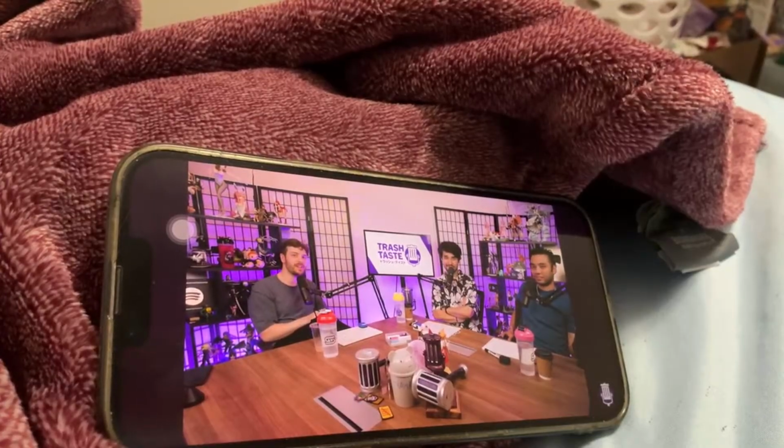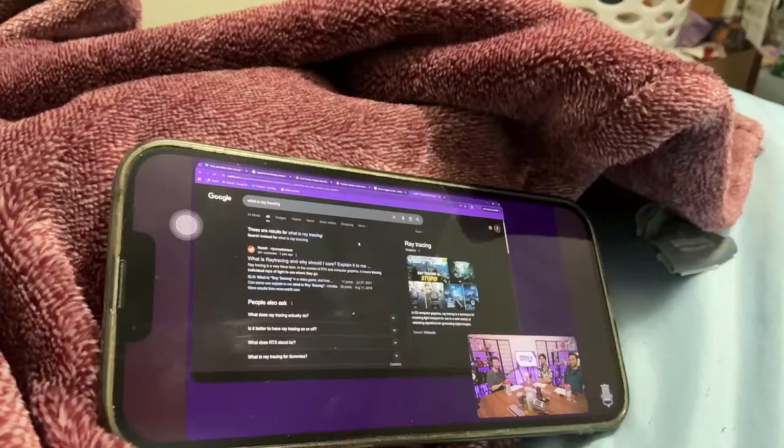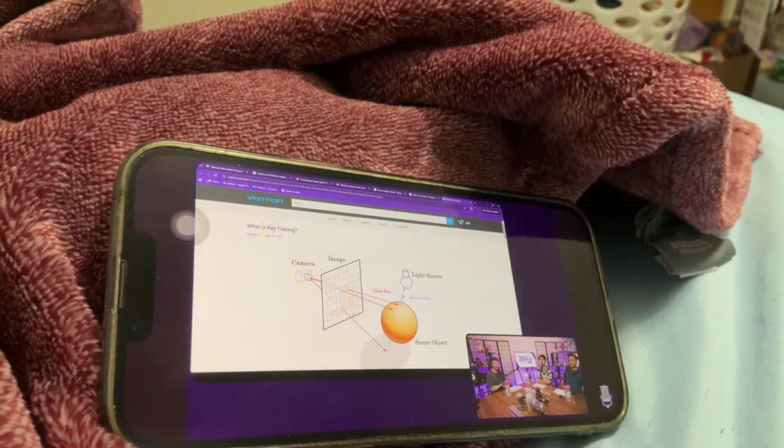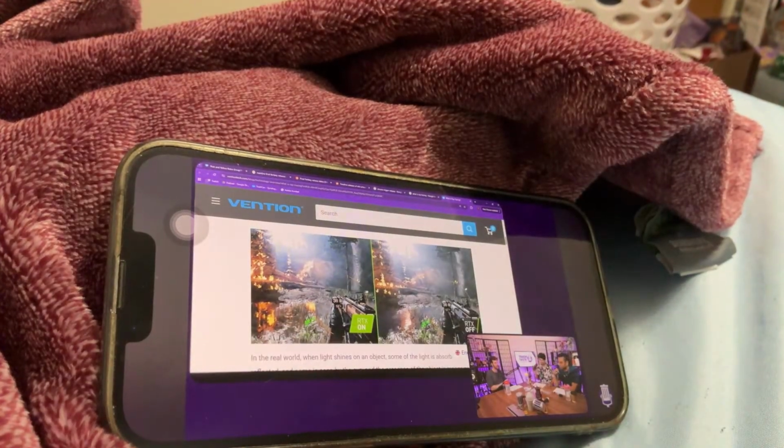And also, the big thing now is frame generation. That's the big thing. What is ray tracing and why should I care? Yeah, light transport variety. Okay, I was somewhat close. Whereas frame generation is the new thing.